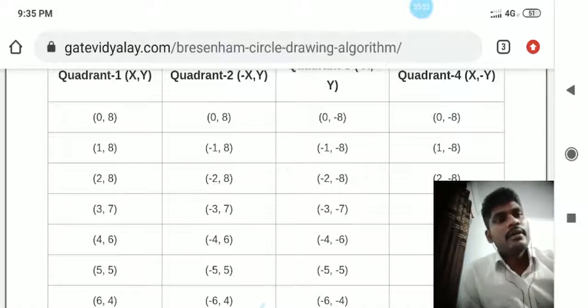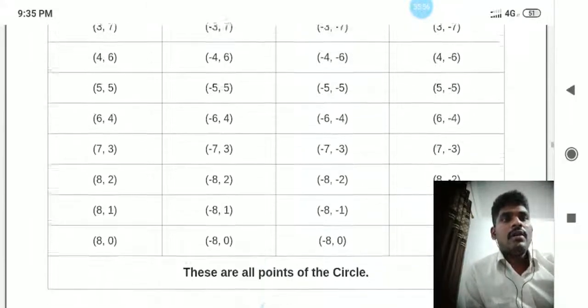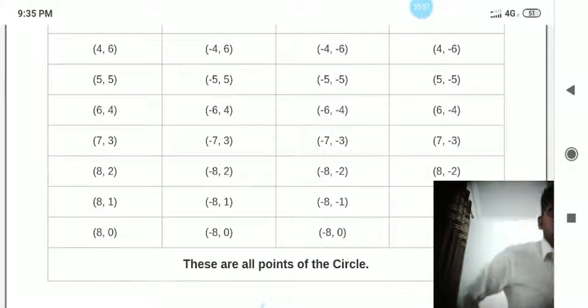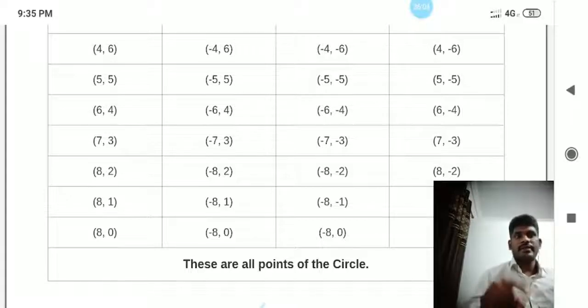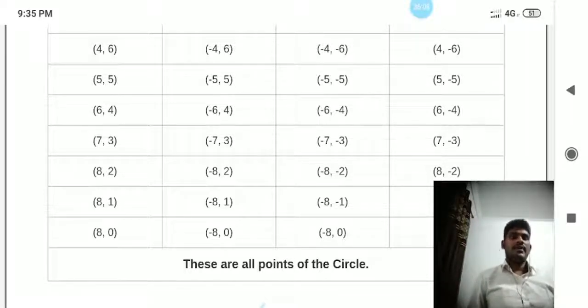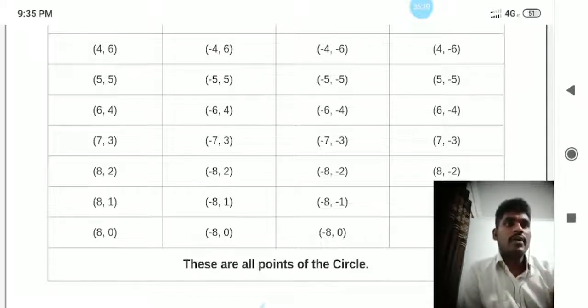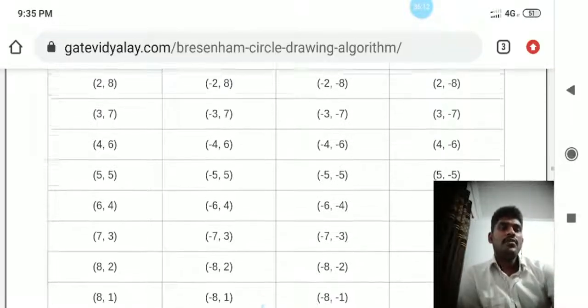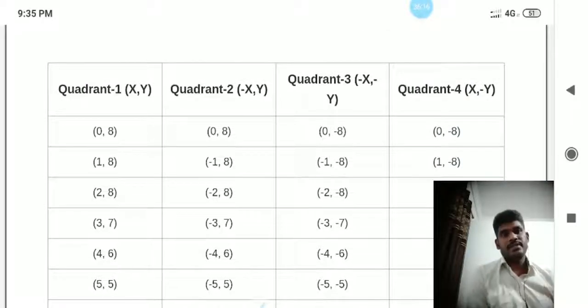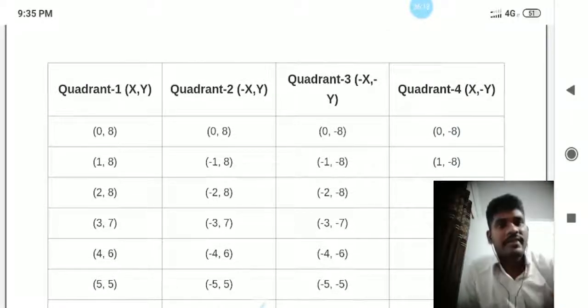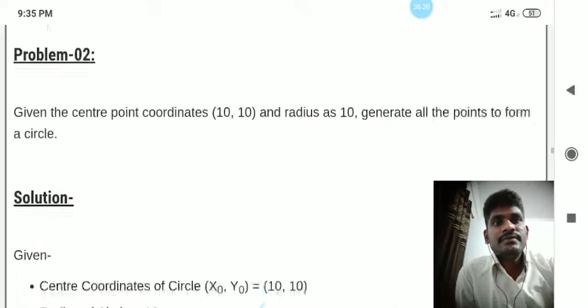So these are all, sorry, not 64. These are all the points of the circle. 4 coordinates: first coordinate, second coordinate, third coordinate, fourth coordinate. These are the 4 coordinate points to draw a circle. You will see the output.